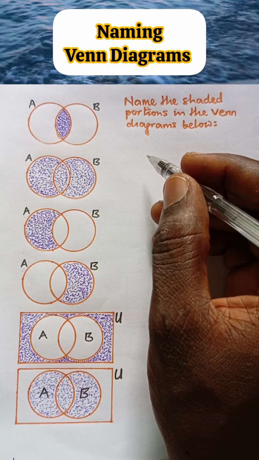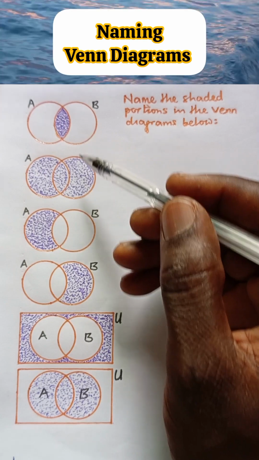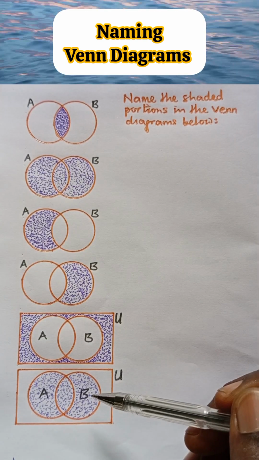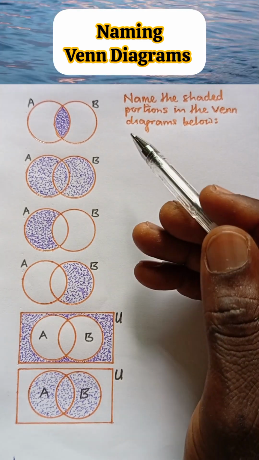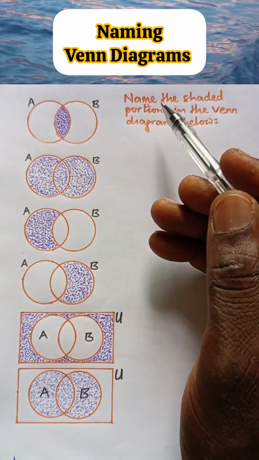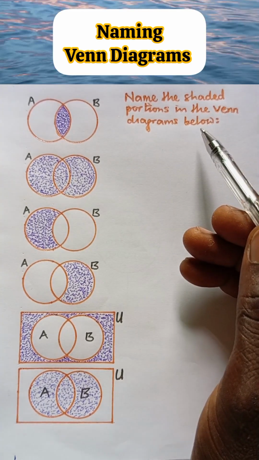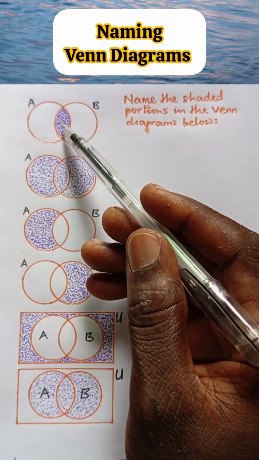Let us look at the subject of Venn diagrams. Each of these that you see here is a Venn diagram used in set, a subject in mathematics, and we have the instruction: name the shaded portions in the Venn diagrams below. Let's start with number 1. What is this shaded portion called?